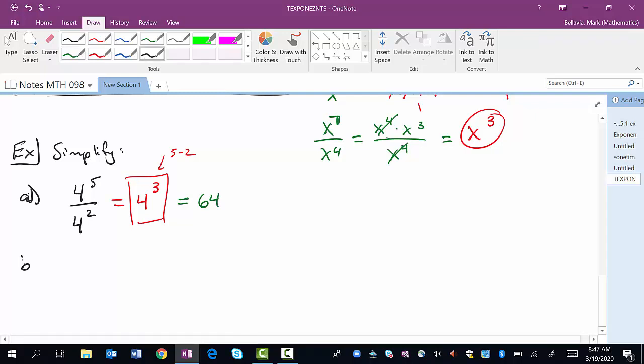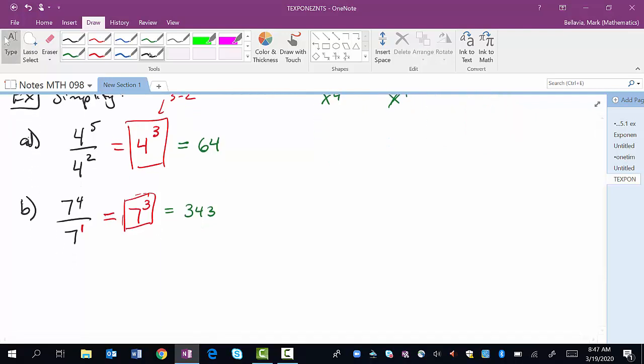All right, let's try another one. If I had 7 to the 4th power over 7, keeping in mind what this means, the bases are both 7, so the base is going to be 7. And this is a power of 4, and the power on the 7, remember, is really a 1. So 4 minus 1 makes 7 to the 3rd power. And if you were to evaluate 7 to the 3rd, you could do it on your calculator. It comes out to 343. Eventually we'll be evaluating like we did here at the end. I just want to make sure that you know the rules first.